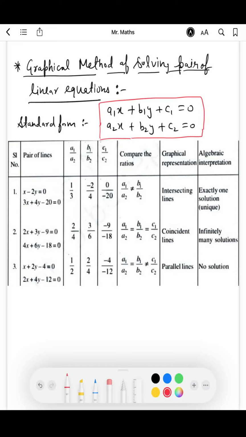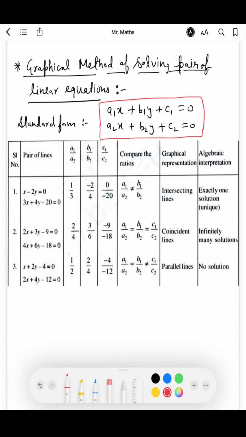We can clearly see in this example, we have taken x minus 2y equals 0, and another equation is 3x plus 4y minus 20 equals 0. We have taken the ratios a1 upon a2, b1 upon b2 and c1 upon c2, where a1 is the coefficient of x, and a2 is the coefficient of x for the second equation. Similarly b1 is the coefficient of y in the first equation, and b2 is the coefficient of y in the second equation. And similarly c1 and c2 are the constant terms. In the first case c1 is 0, and c2 is minus 20.